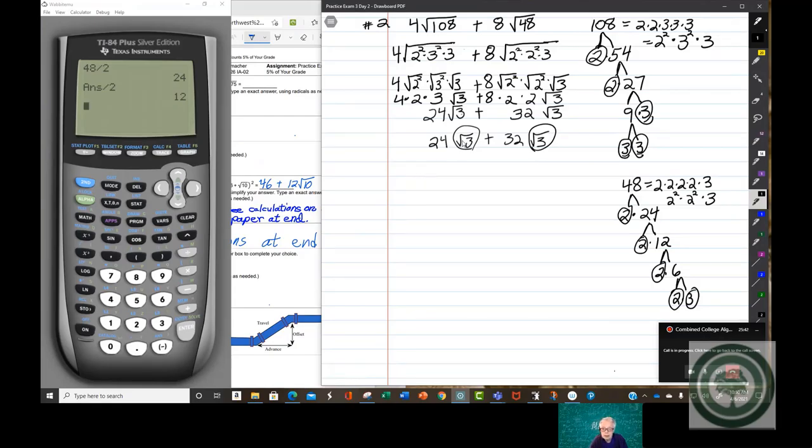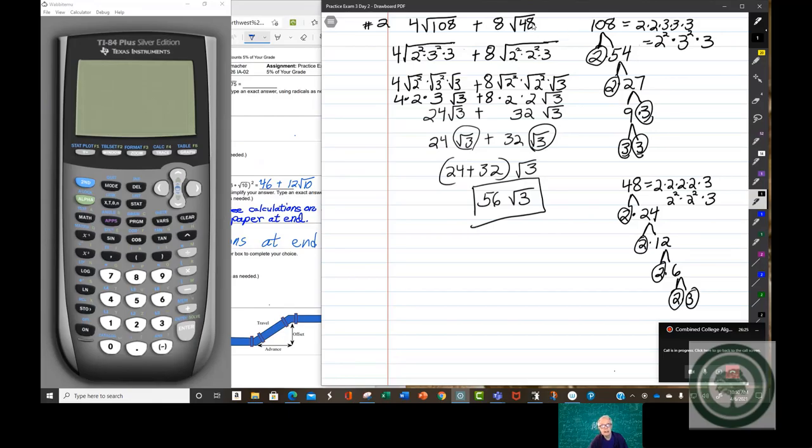Now that you're masters of factoring, you can notice that you have a GCF here. This is absolutely the easiest way to add. We're going to have 24 plus 32 times the square root of 3. We usually put square roots at the end. 24 plus 32 is going to be 4 times 2. 4 plus 2 is 6, and 2 plus 3 is 5. So I get the 56 times the square root of 3.